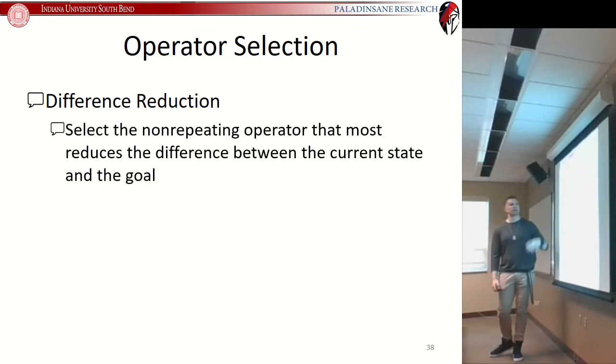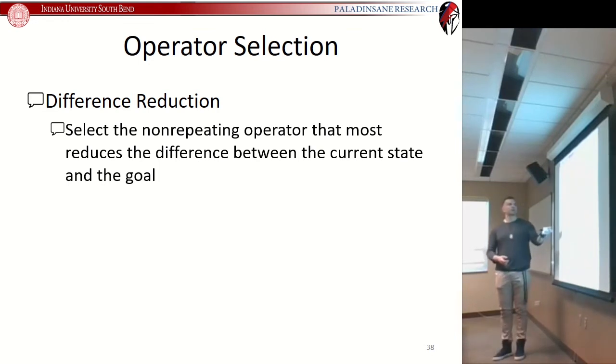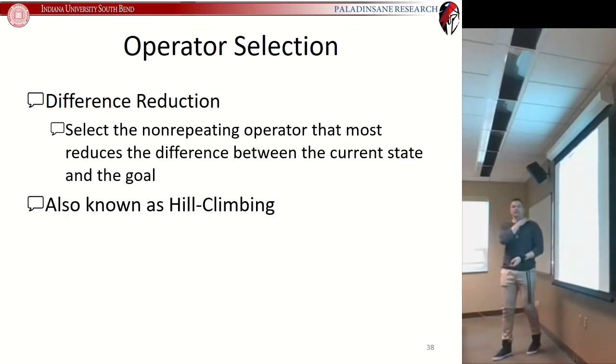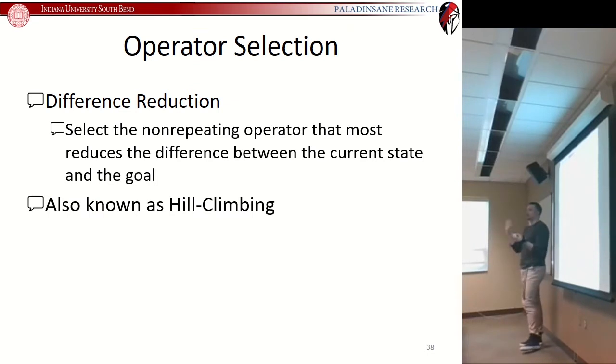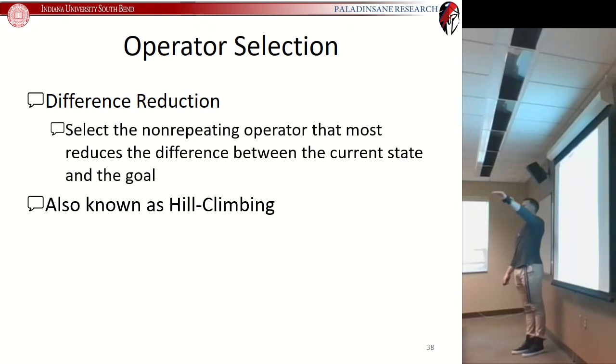So this difference reduction is, again, a strategy that we use that typically works, but doesn't always, and that's what makes some problems difficult. And this difference reduction is also known as hill climbing, so called because of a strategy for finding the highest point in a field if you're blindfolded. So if you ever wanted to find the highest point in a field when you were blindfolded, right?